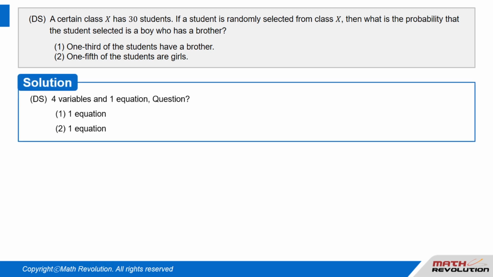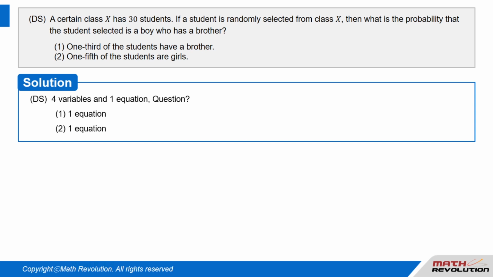Condition 2: 1/5 of the students are girls. Solution. Now we will solve this DS question using the variable approach. DS, 4 variables and 1 equation. Question. Condition 1, 1 equation. Condition 2, 1 equation. Let's look at a DS question with an original condition that contains 4 variables and 1 equation.